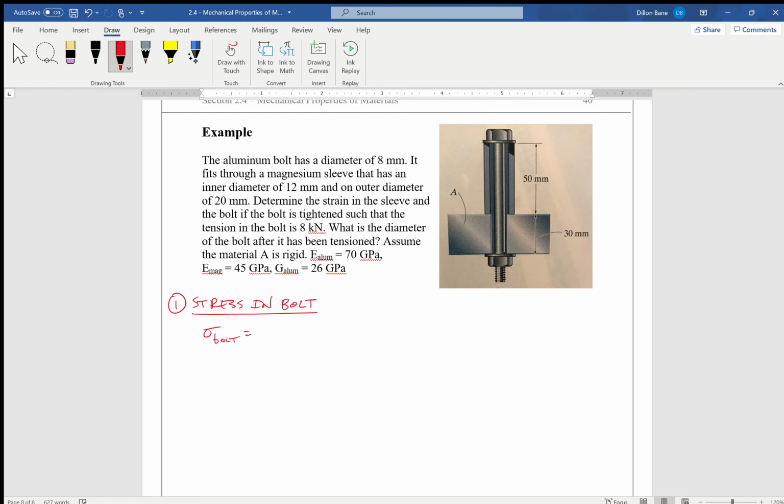So sigma in bolt is just P over A, where P, we've got 8 kilonewtons of tension in the bolt, so P is equal to 8 kilonewtons. And then the area is pi over 4 times d squared, and that's 8 millimeters, right? So 8 millimeters squared. And if we run those numbers out, what we get is 159.15 megapascals. All right.